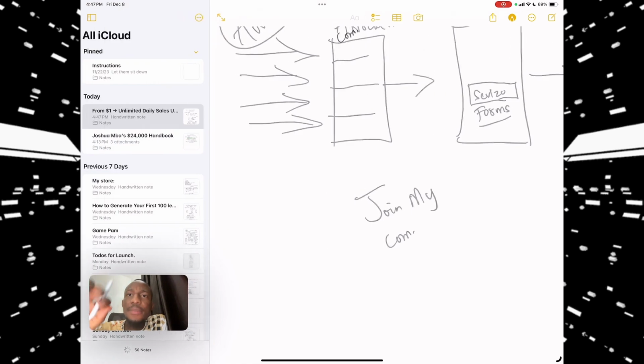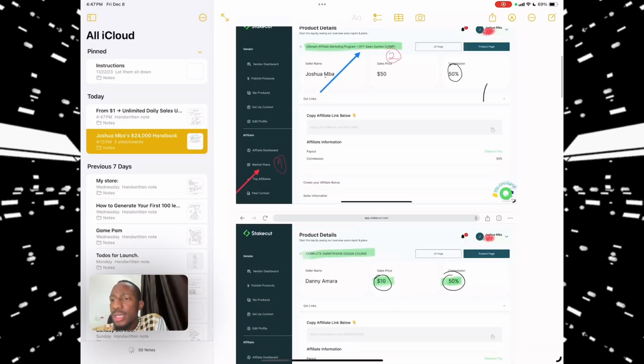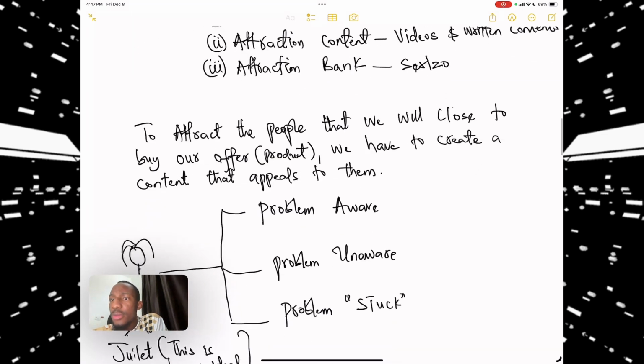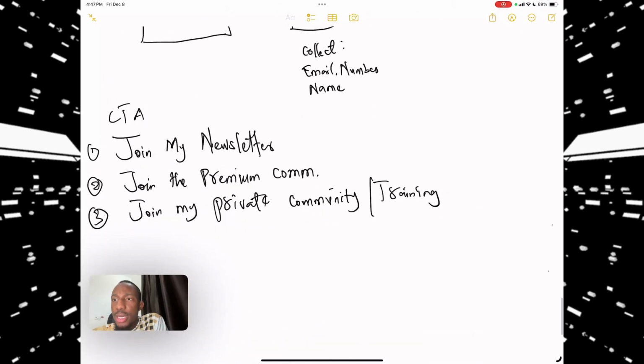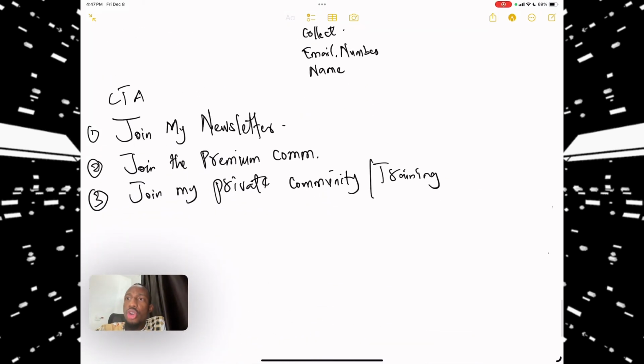I gave an example in the handbook. Let me show you guys the example I wrote. You guys will want to see this. I said, where is the CTA section? Okay, good. Join my newsletter. Join my premium community. So they need to know that, hey, I want to learn more. I want to understand more. I want to get clarity. I want to solve this problem. I want to XYZ stuff.